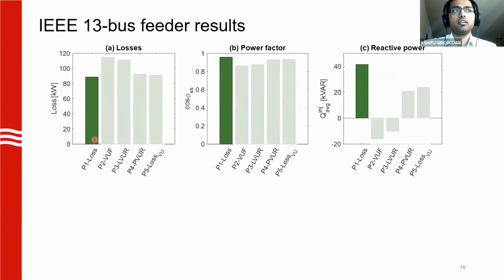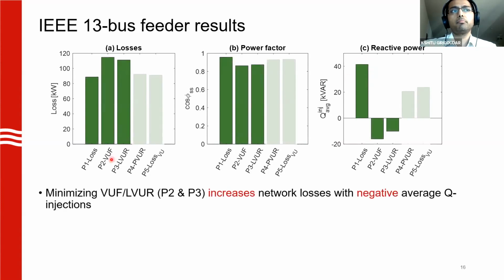So you can see for the base case, which is P1 loss, we have loss around 88 kilowatts with good power factor at the substation and a positive reactive power injection. When we minimize VUF or LVUR, the losses actually increase in the system. So this is because we now have negative reactive power injections. So the inverters are actually absorbing reactive power, and the balance is now coming from the substation, which is why you see the drop in power factor.